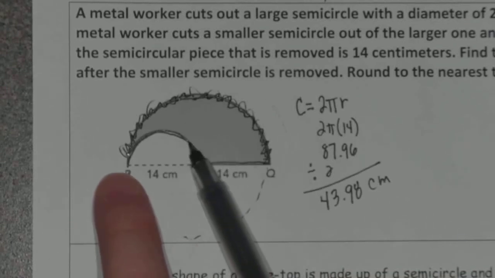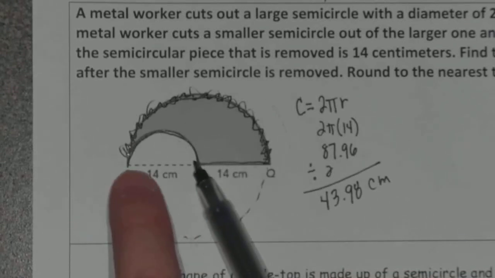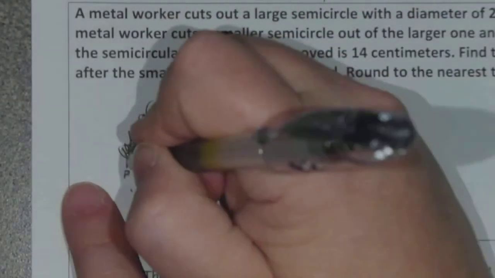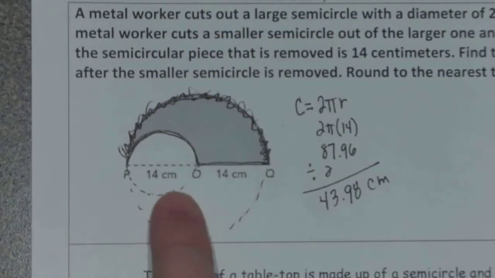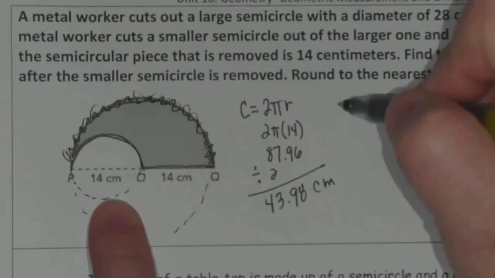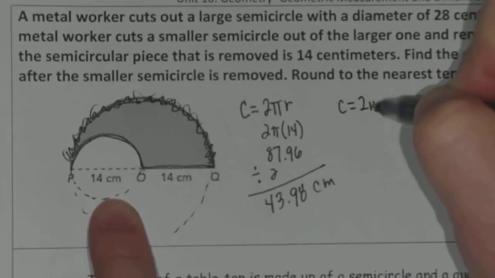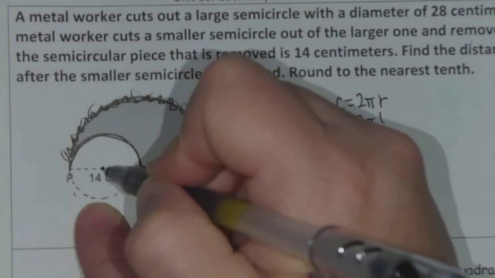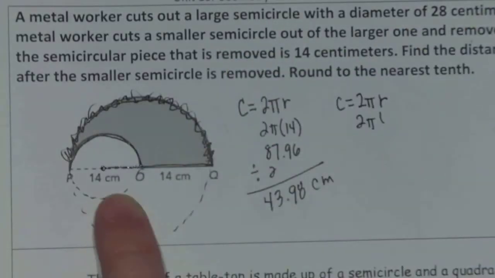Now, if I wanted to know this part right here, I would do the same thing. I would find the circumference of the whole circle and then just take half of it. Are you following me on how I would get that? So I'm going to go circumference equals 2 pi times r. But this time my radius is going to be 7 because the whole length there is 14 and I only need it to be half of that.